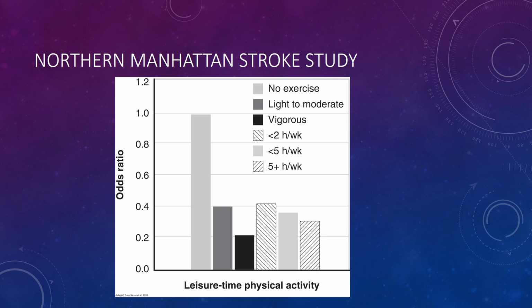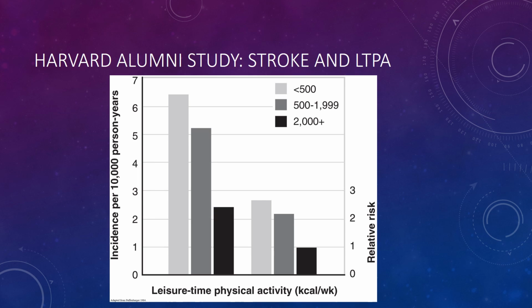This is from the Northern Manhattan Stroke Study. You see something pretty similar. People who don't exercise at all have the highest risk of stroke, and then vigorous activity lowers the risk even more than light to moderate activity, but light to moderate is still good. And then it also shows less than 2 hours a week of activity versus less than 5 hours a week versus people who get 5 hours or more. And there is a difference there, but it's not considerable. Here it looks like any activity reduces your risk of stroke considerably.